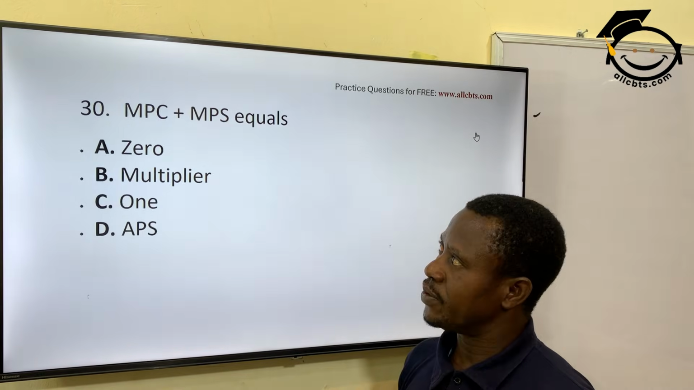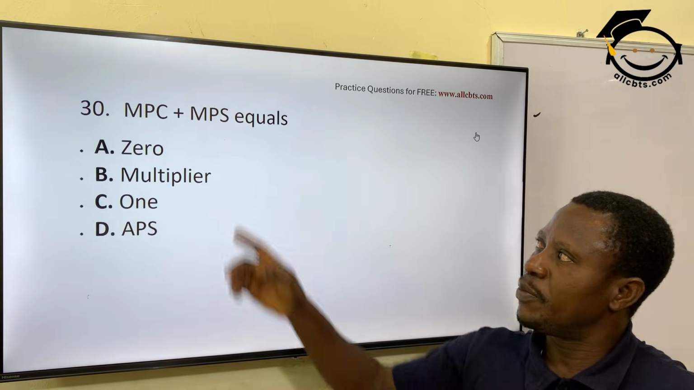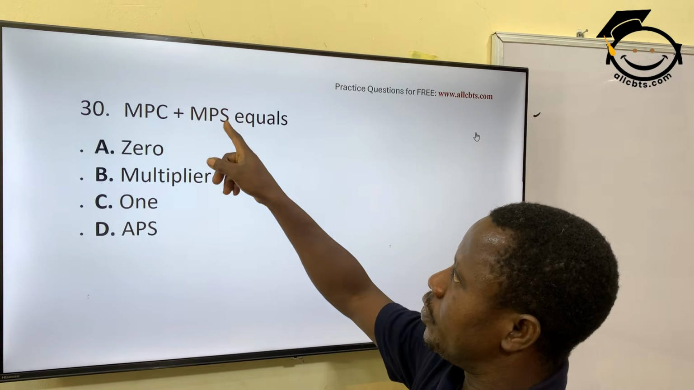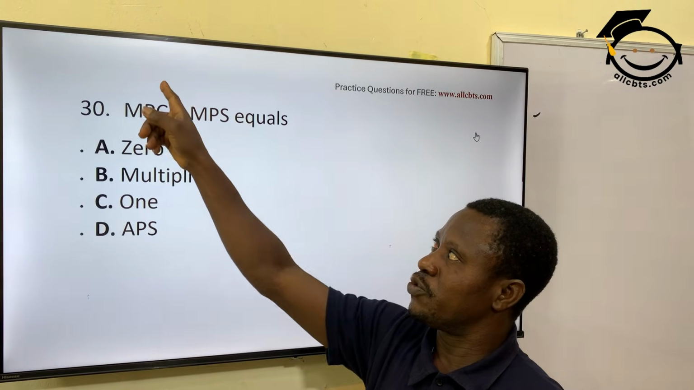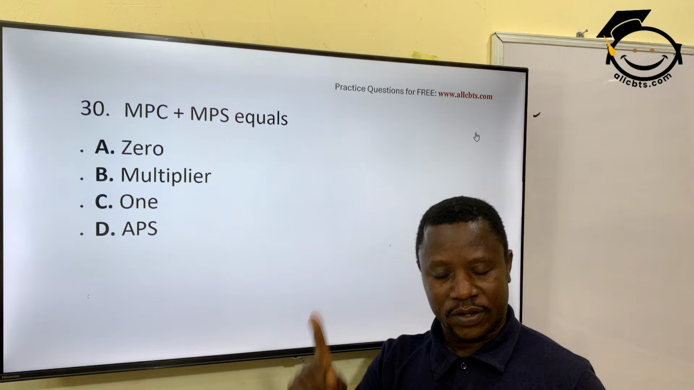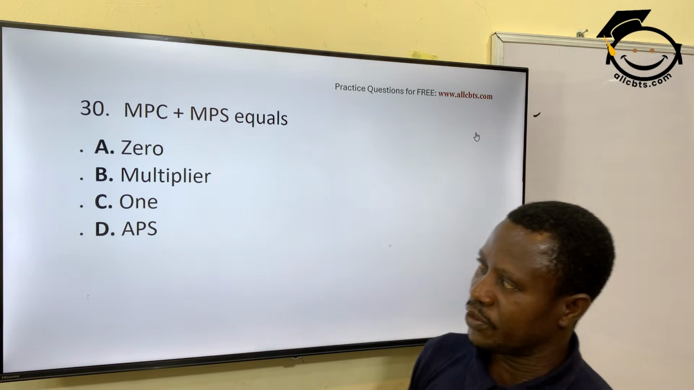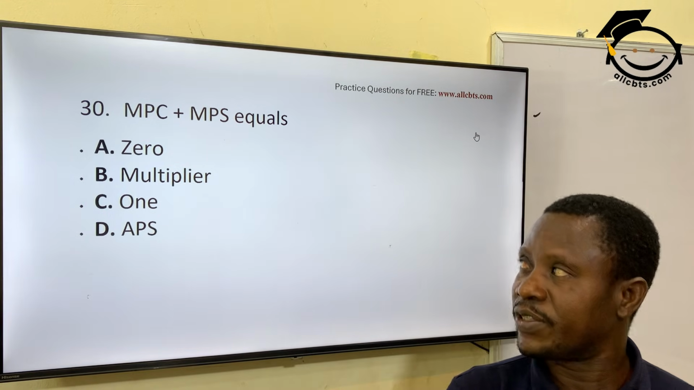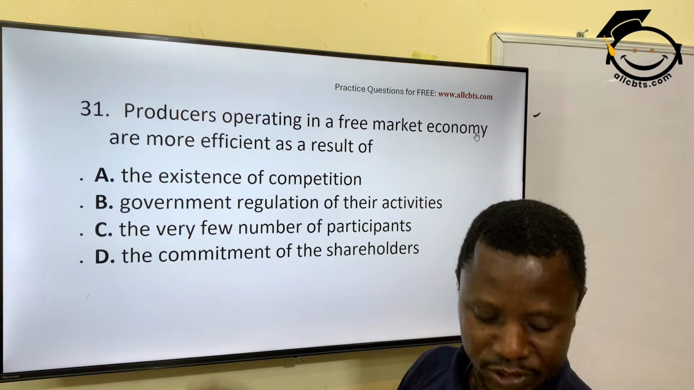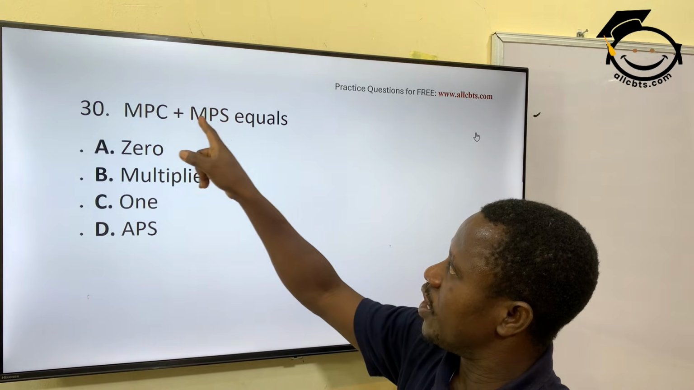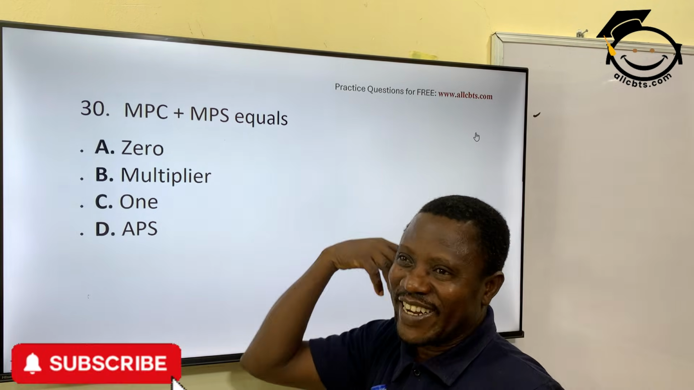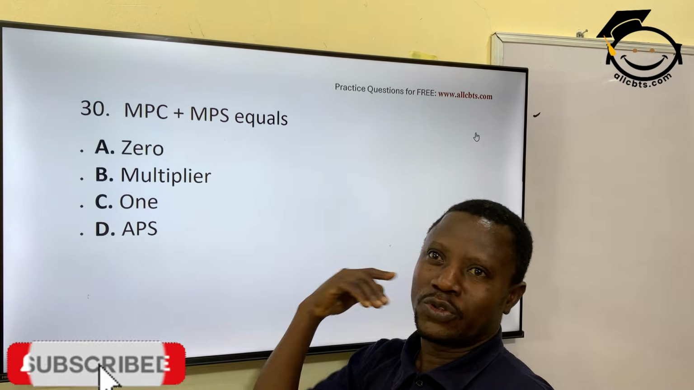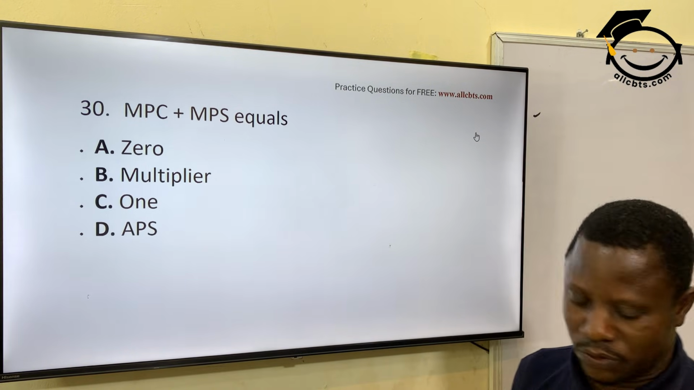The next question: MPC, that's marginal propensity to consume, plus marginal propensity to save equals what? What to save, what to consume, what to save together is what? 1, for one source of income. Option C is the correct answer, so that we don't waste time on that. MPC means marginal propensity to consume, MPS marginal propensity to save. Your capacity or your tendency to save or to consume equals 1.